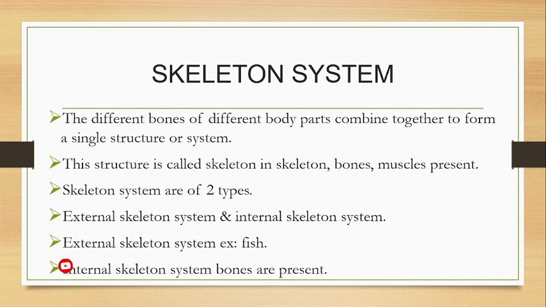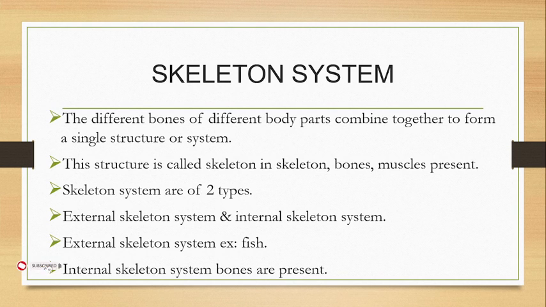In the skeleton, bones, muscles, and joints are present. What is a skeleton system? Skeleton is nothing but it gives a shape and support to muscles for movement of the body. Like hands are for eating and legs are for walking and running. So the skeleton gives shape and support to our body for body movement, right?